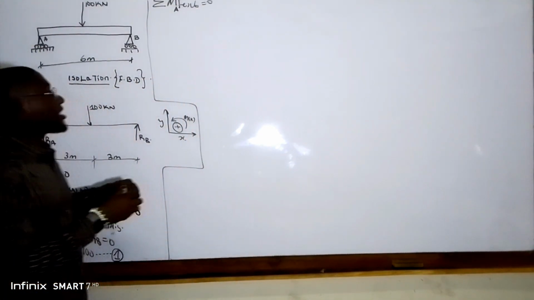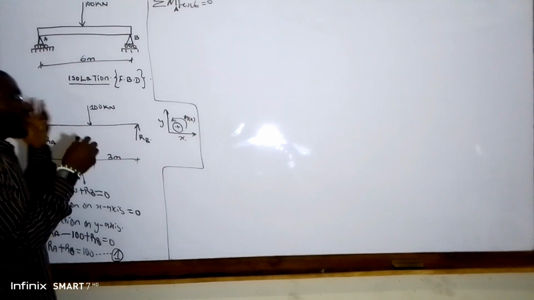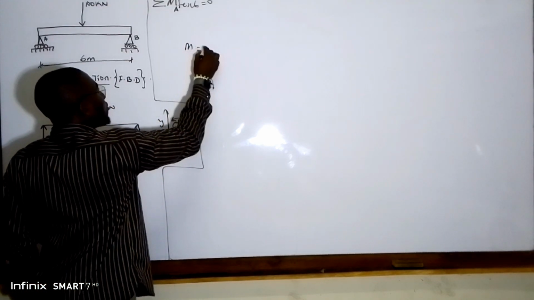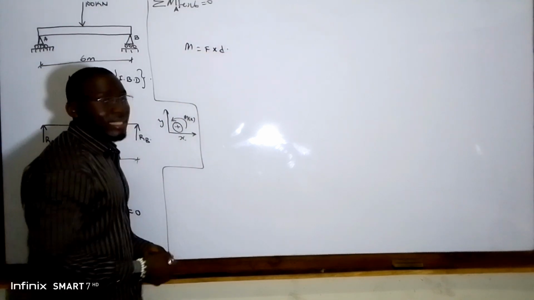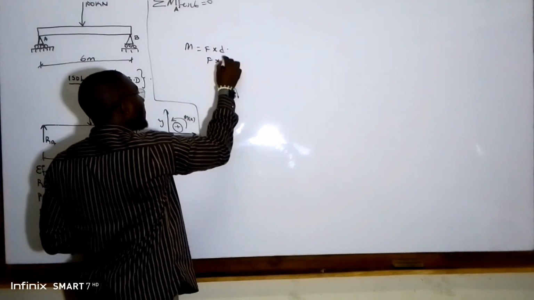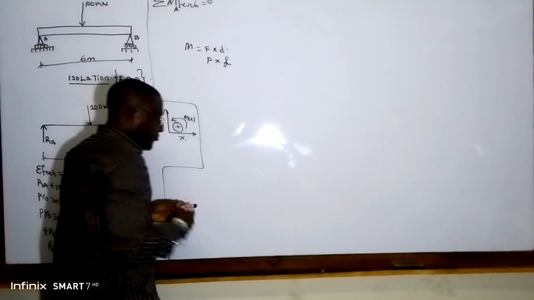So guys, thank you. Let's apply the principle. We know generally that moment is the product of the force by the perpendicular distance. In other words, moment is the product of the force by the lever arm. Let's say L.